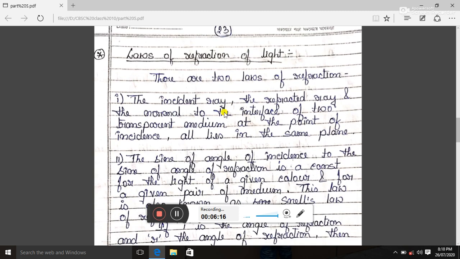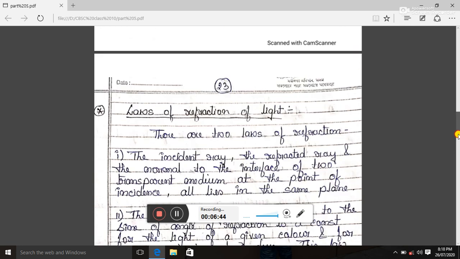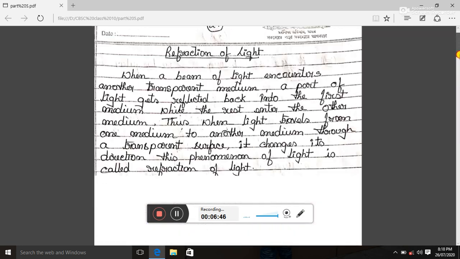Now let us go to the law of refraction of light. Similar to the law of reflection, the laws of refraction are also of two types. That means there are two types of law of refraction. First one is same as that of reflection. The incident ray, the refracted ray and the normal to the interface of the transparent medium at the point of incidence all lie on the same plane. So, you will understand this point while looking at this diagram.